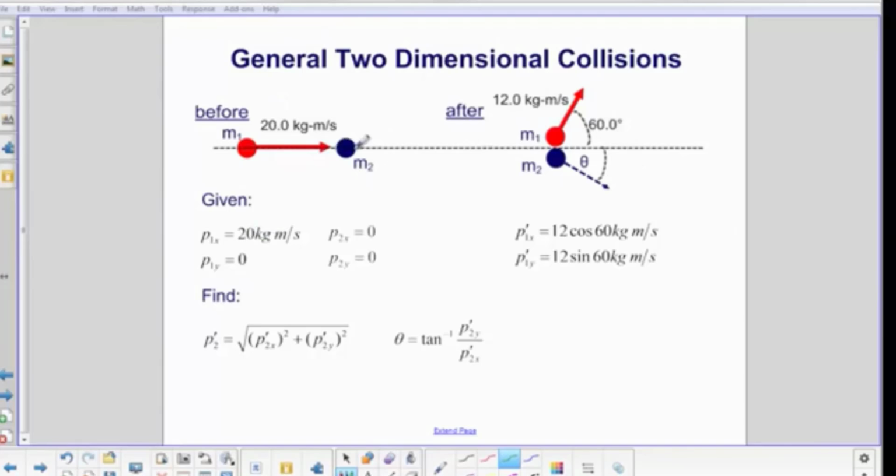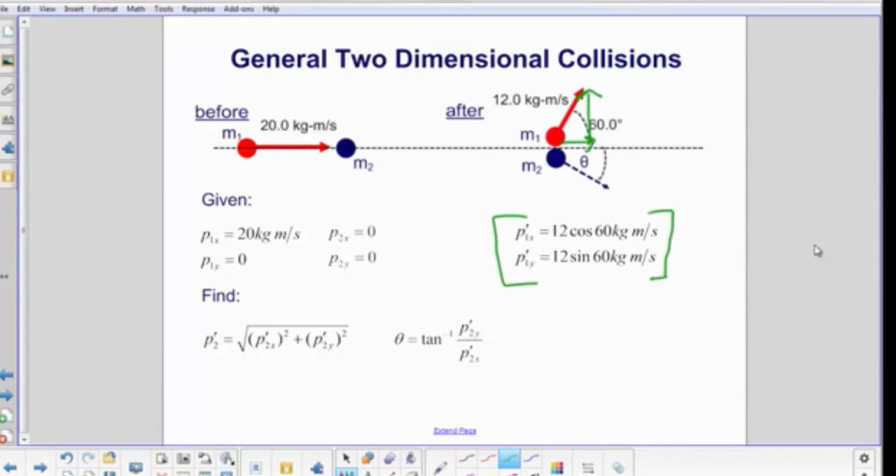We know that mass 2 is at rest, so it has no momentum either in the x direction or the y direction. Mass 1 has a momentum in the x direction, nothing in the y. We come over here, here's our given, and we right away resolve this vector into its x and y components. The x component is going to be the hypotenuse, which is 12 times cosine of the angle here, 60 degrees. The y component is going to involve the sine function. So that's what we have here.